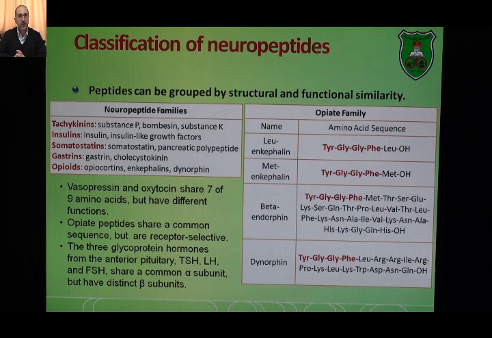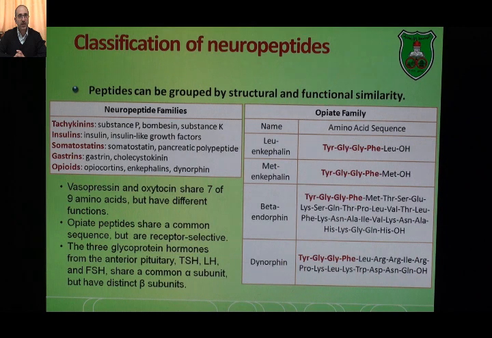You have the opiate family as well. They have similar structures if you look at them. They have the same 4 amino acids in their structure, but they differ in the amino acids that come afterwards. So you can look at the leu-enkephalins or the met-enkephalins, depending on the presence of leucine or methionine in their sequence.